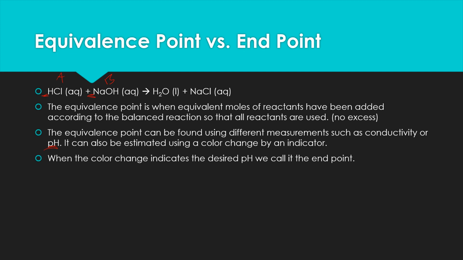So when the color change indicates the desired pH, we call it the end point. So when we get that color change that we want, we call that the end point, and it is an estimate of the equivalence point. So they're related, but they're not always exactly the same. So when we're looking for a specific color, we call that the end point.